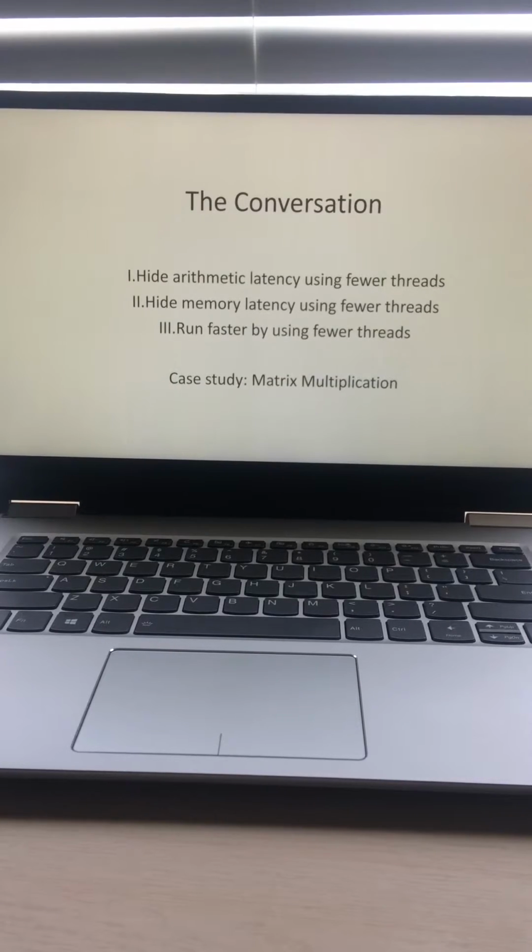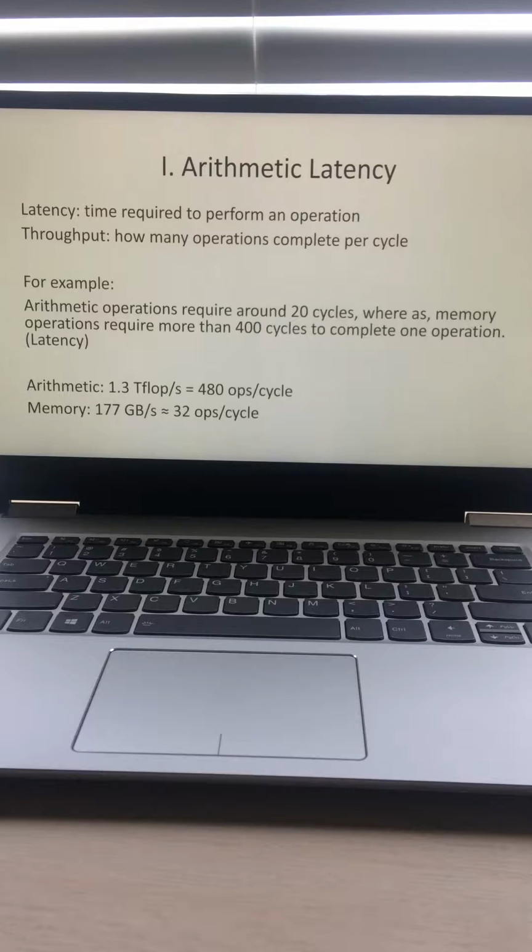Now in this talk we are going to cover how to hide arithmetic latency using fewer threads, how to hide memory latency using fewer threads, and how to run faster by using fewer threads. There will be a case study on matrix multiplication using everything we'll be talking about in the coming slides.